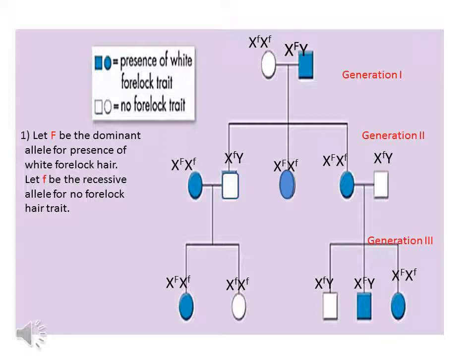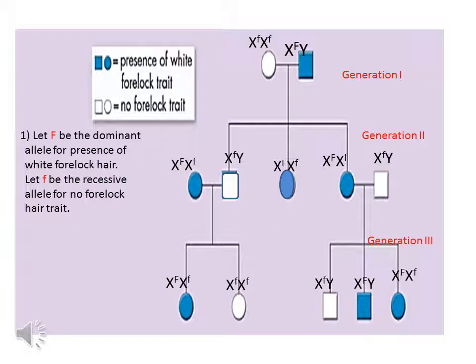Now the girl in the second generation up on the right marries a male with normal hair, so he will be X^f Y. Again, notice that the Y does not carry an allele. Take a minute to examine their children. 2 of them had the white forelock trait, and 1 did not.